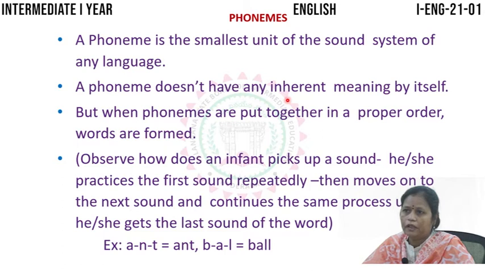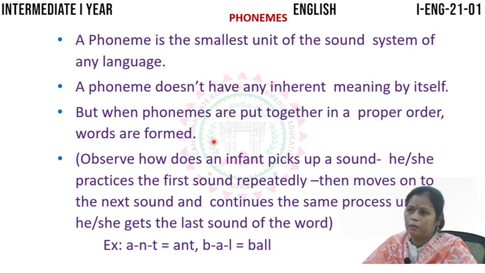Inherent means what? Inborn. A phoneme does not have any meaning on itself. A single phoneme doesn't have any meaning. But when phonemes are put together in a proper order, words are formed. So when these phonemes are arranged in a particular order, then we can get the words.